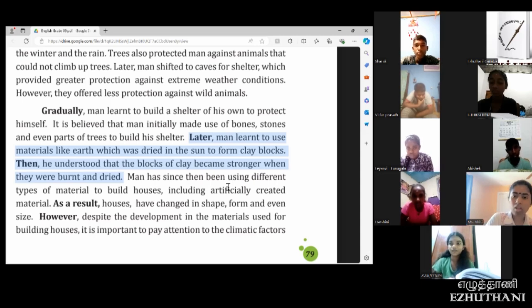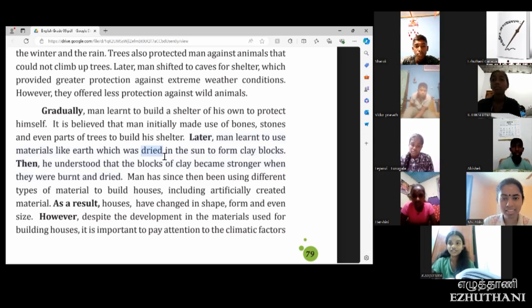Okay, good reading. But we have some words we need to go over. So, what's this word? Tried. Dried. Tried. One more time. Dried. Good. Do you know the meaning?